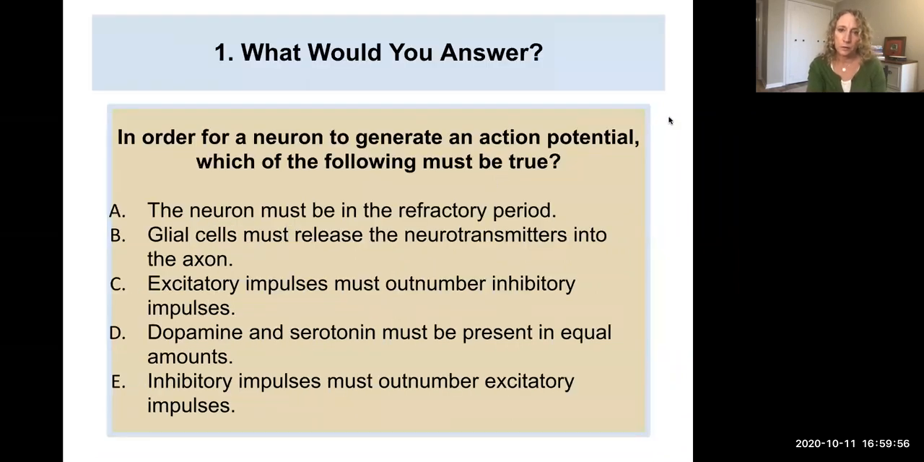So let's look at this one. In order for a neuron to generate an action potential, which of the following must be true? The answer is C. There has to be more excitatory impulses that must outnumber the inhibitory for the message to continue on.